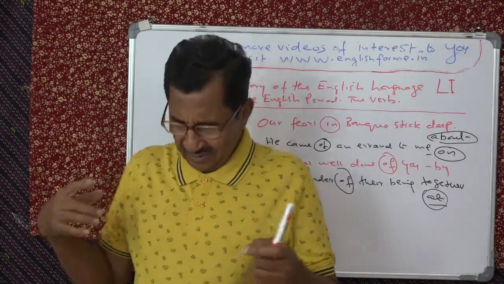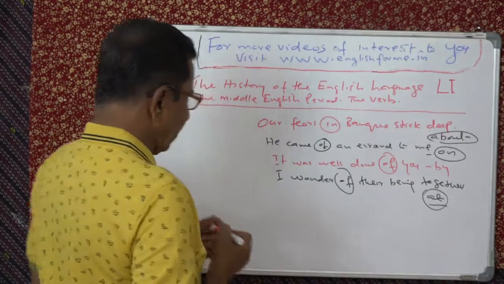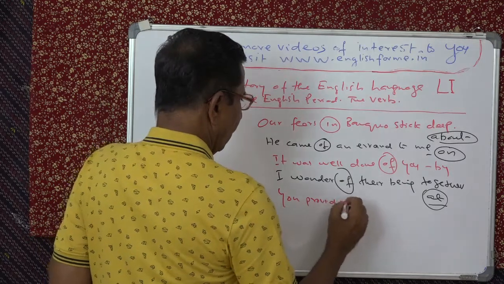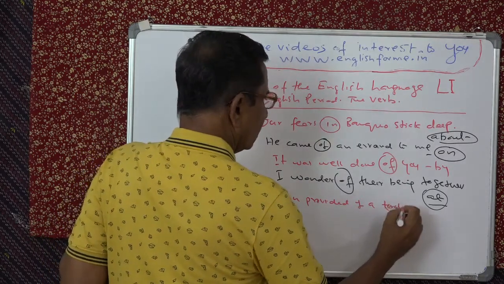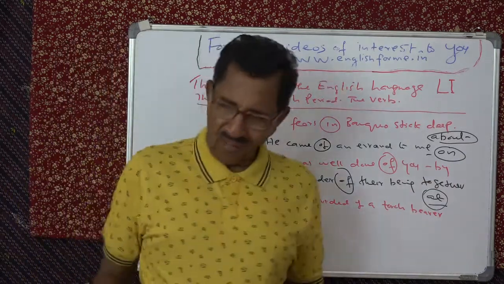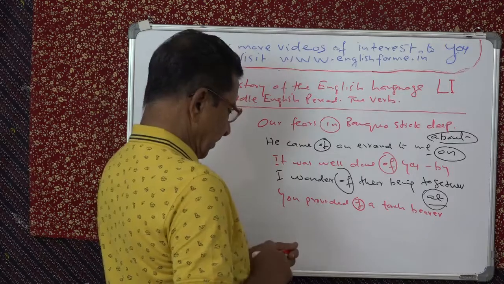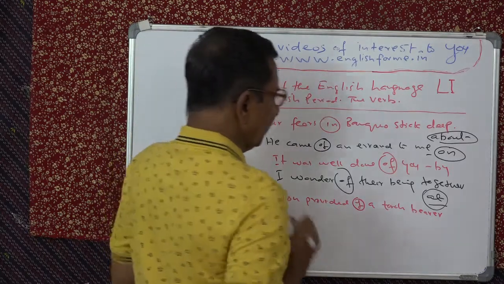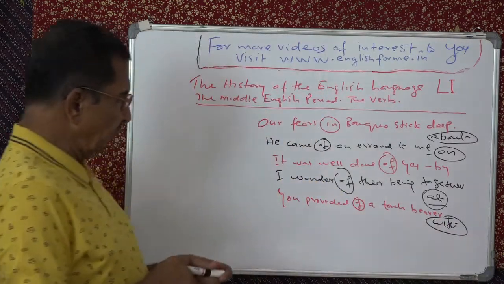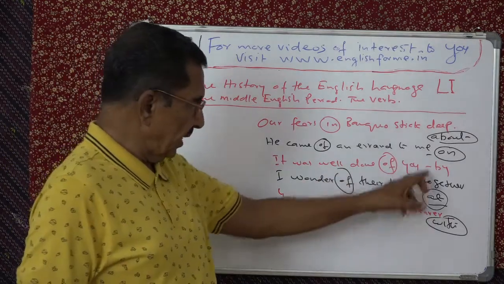You provided of a torchbearer. What is the preposition? You provided of, that is with. Isn't it? Instead of of, you should have used with. So you can see, this one preposition of in Shakespeare manages to do the work of on, by, at, with.